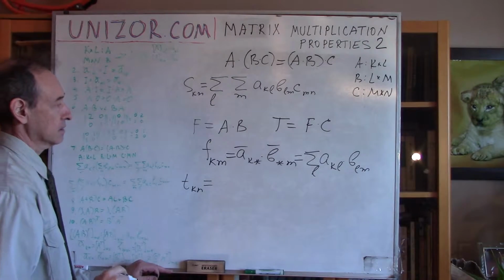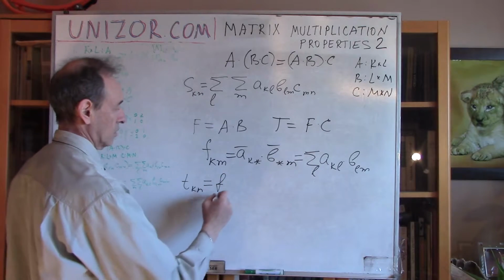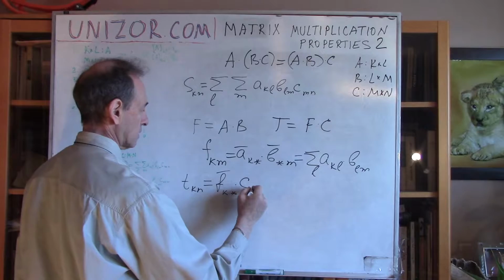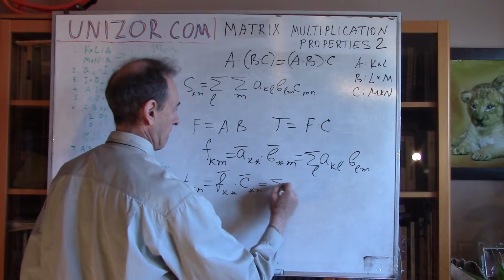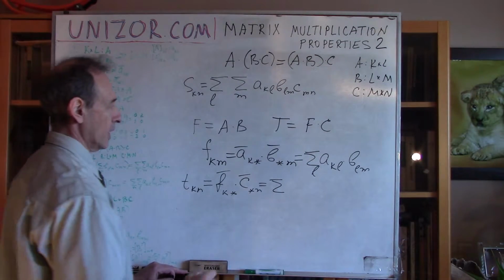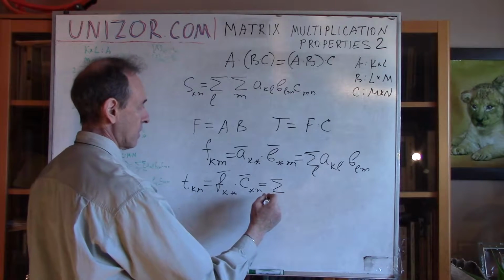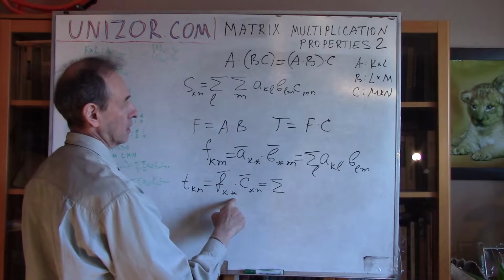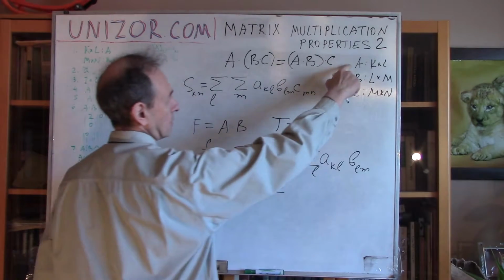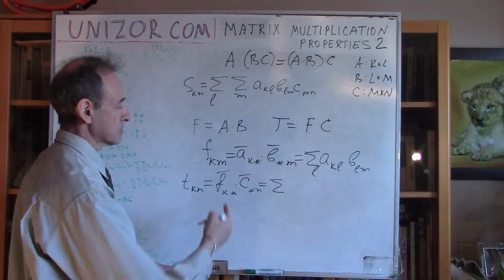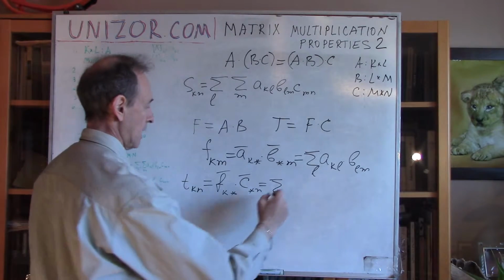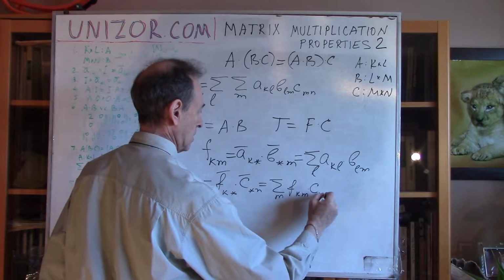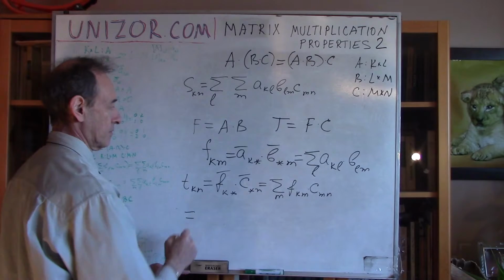So element t k n means row of vector f, number k, times column vector c, number n. Now, what is the summation in this case? Summation is by m, right? Because the number of elements in each row of matrix F, which is multiplication of these two, is k by m, so it's m. So summation by m of f k m times c m n equals to. We know what f k m is.